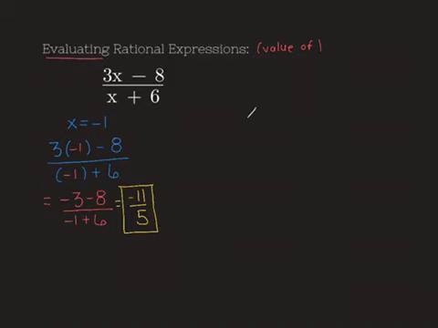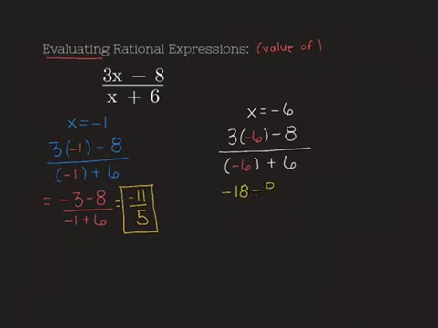Let's look at x is equal to -6. Same thing, we're still going to have the 3. We're going to replace the x. We'll still have the minus 8. And again, we're going to replace the x, but we'll still have the plus 6. And then where the x's were, we're going to substitute in -6. So in the numerator, we have -18 minus 8. And then in the denominator, we have -6 plus 6.